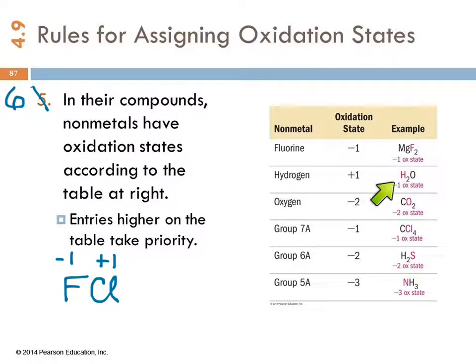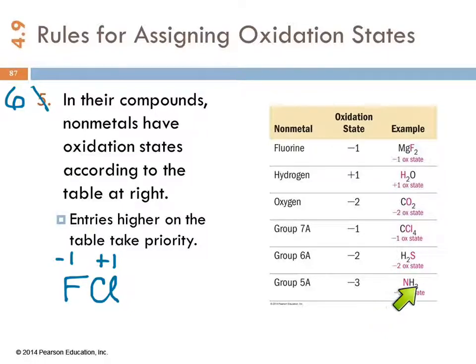So hydrogen in the compound water, we give hydrogen a +1 oxidation state. For oxygen in carbon dioxide, each of these oxygens is going to have a -2. In carbon tetrachloride, chlorine is group 7A, that's going to be a -1. Here in this one, group 5A, nitrogen gets a -3 state.